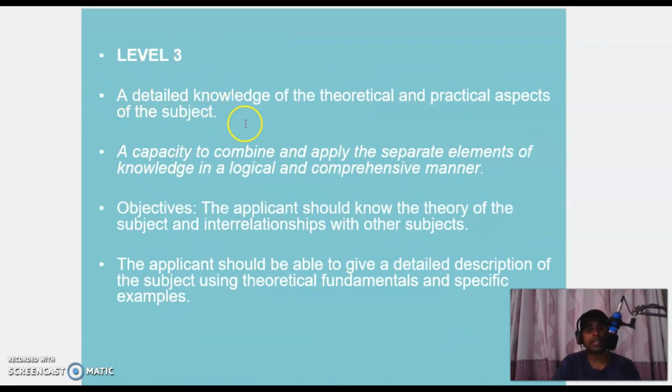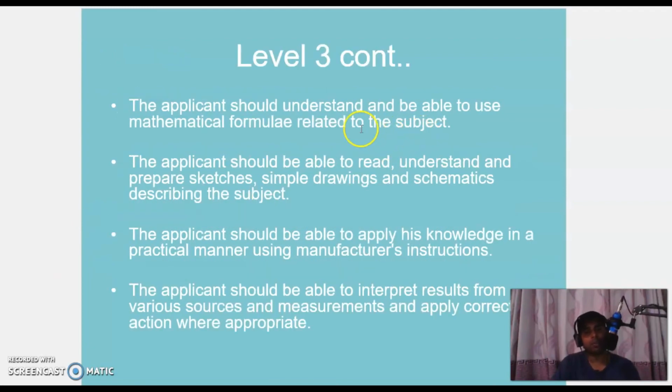So level 3: detailed knowledge of the theoretical and practical aspects of the subject, and the capacity to combine and apply the separate elements of knowledge in a logical and comprehensive manner. Objectives: the applicant should know the theory of the subject and its interrelationships with other subjects. The applicant should be able to give a detailed description of the subject using theoretical fundamentals and specific examples. So level 3 also has more.